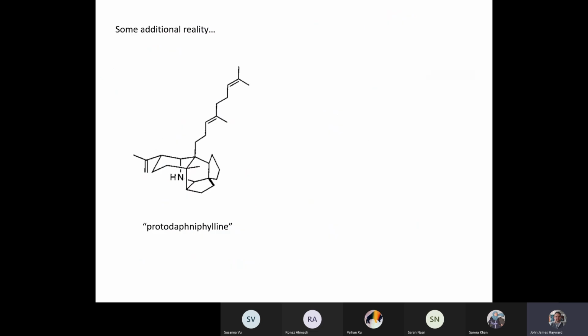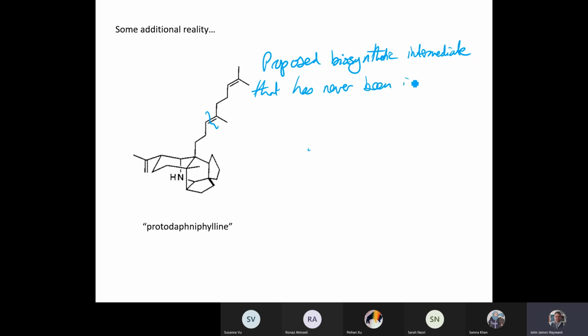In the biosynthesis, they proposed this intermediate. This intermediate would then get oxidized across this double bond and then turned into the ester to make the methyl homosecodaphniphyllate. And this is the key intermediate of the biosynthesis that they called in one of Heathcock's papers protodaphniphyllene. And this is an intermediate that does not exist. It is a proposed biosynthetic intermediate that has never been isolated.